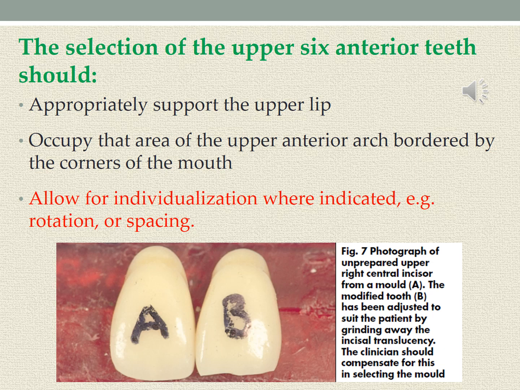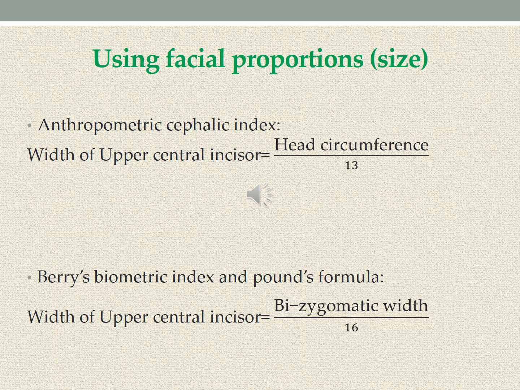And sometimes some individualizations might be indicated, such as rotation or spacing, as in the picture here. Incisor A is unprepared while incisor B is adjusted to suit the patient by grinding away the incisor translucency. Facial proportions can also be used to help in the selection of the size of upper anterior teeth.